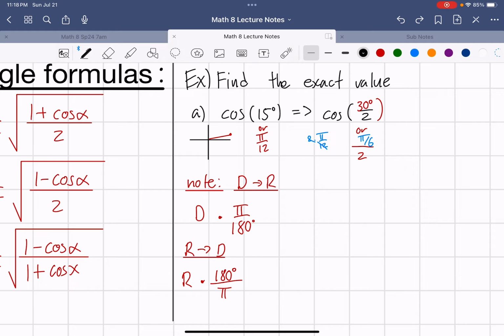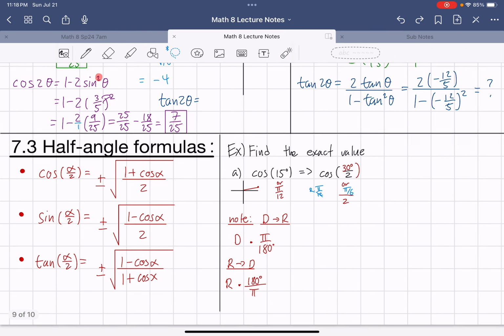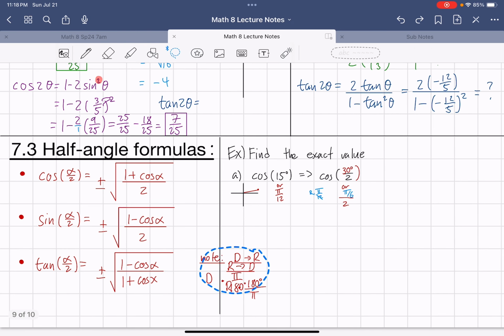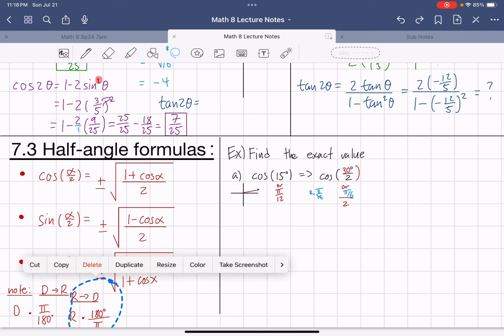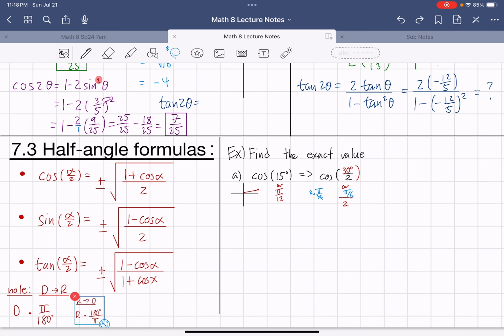So this was just a quick note. I should probably move this. It's not benefiting us at the moment. This is just for future references. Let me box it so it does not get confused with any other information. Okay.